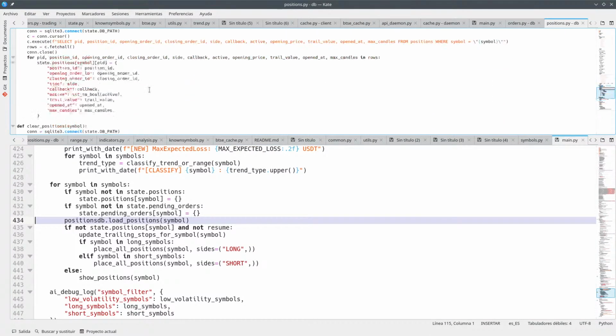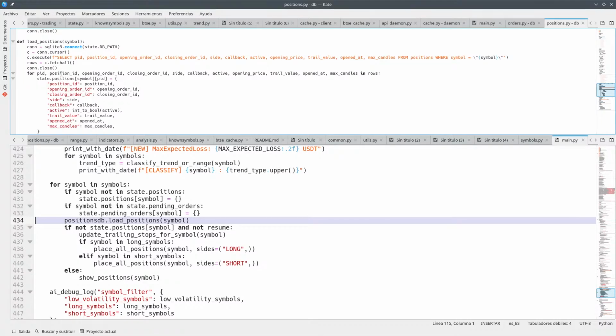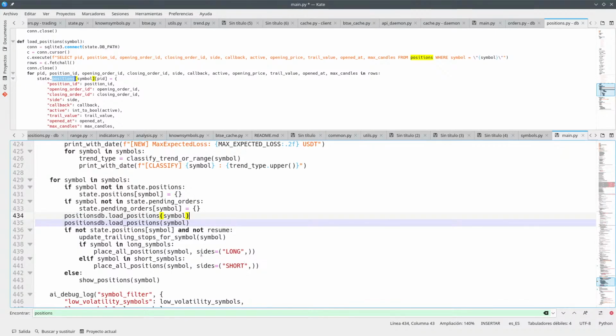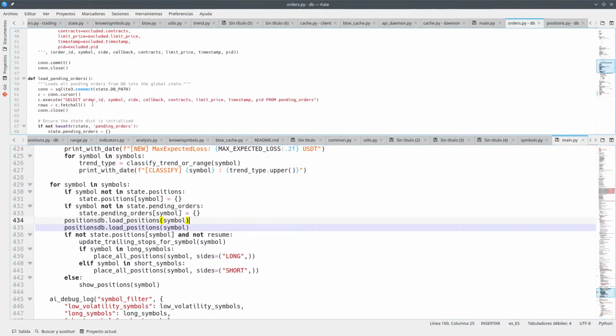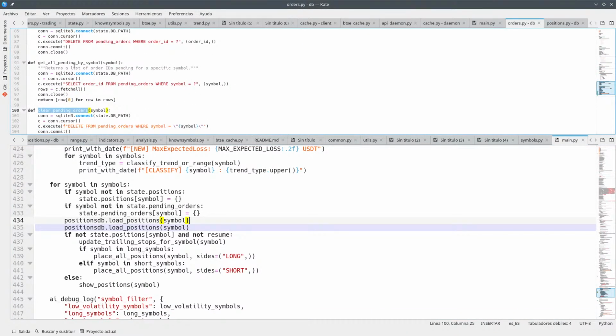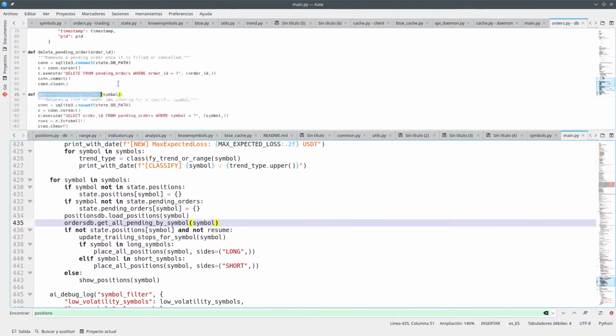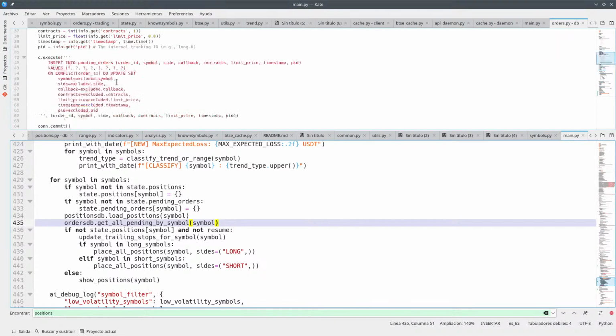Yeah, this is saving, this is putting stuff in the state.positions. That's why you can later on check it. So I guess that you are supposed to be doing exactly the same thing. So positions DB, load pending orders, get all pending by symbol thing. And this is orders DB. Load, not get, but load. Load pending orders.